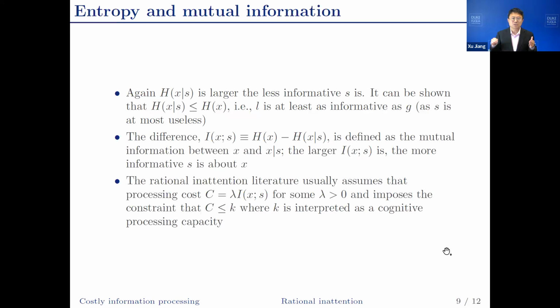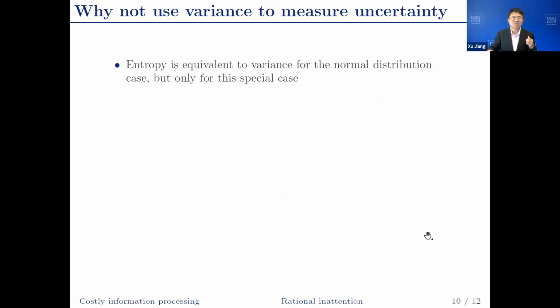In the rational inattention literature, they typically assume that the processing cost is proportional to the mutual information. And they would impose a constraint that the processing cost is smaller than some exogenously given upper bound K. And K can be interpreted as a cognitive processing capacity. The larger K is, the larger the processing capacity.